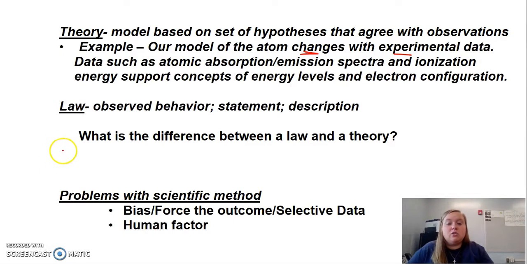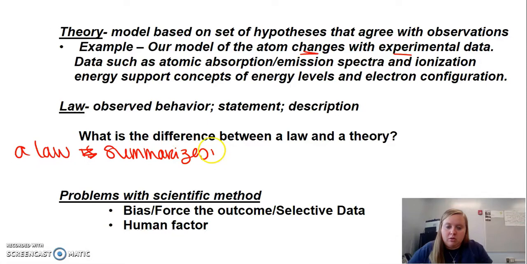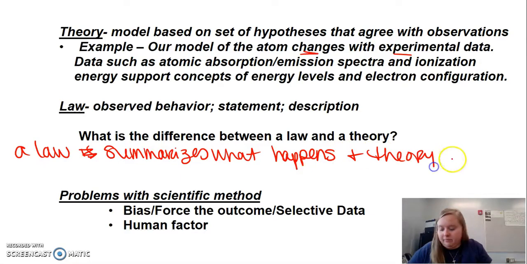So a way that I like to describe the difference between a theory and a law is that a law is just a statement of what happens, and a theory tries to explain why. So a law is a statement, so it summarizes what happens. It summarizes what we see, and a theory tries to explain why, or a model.